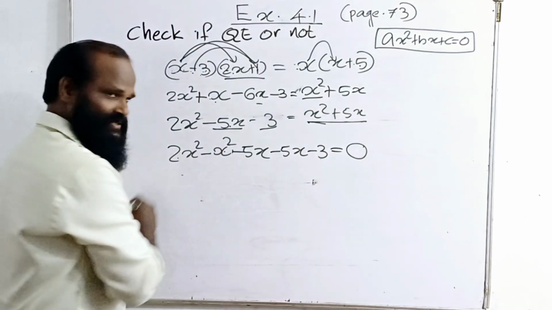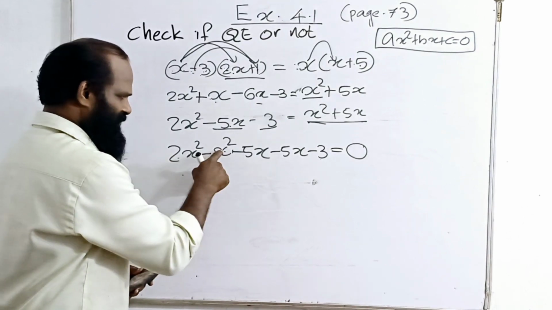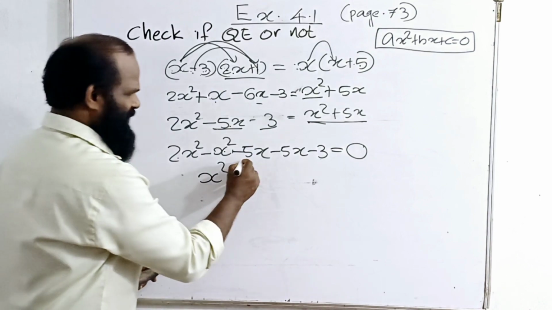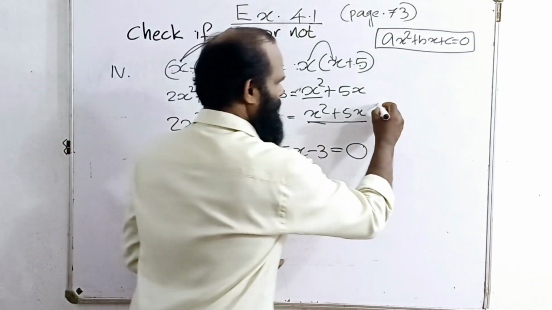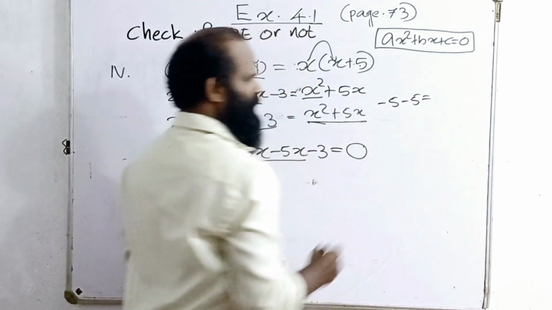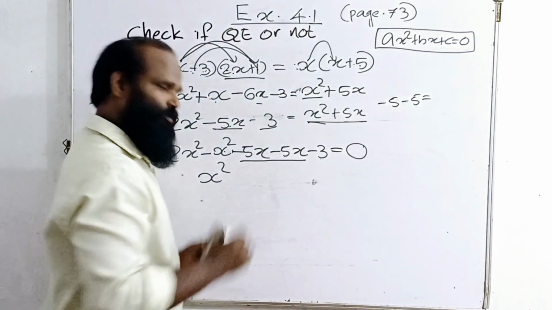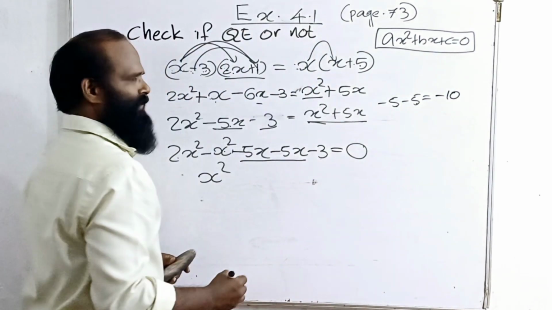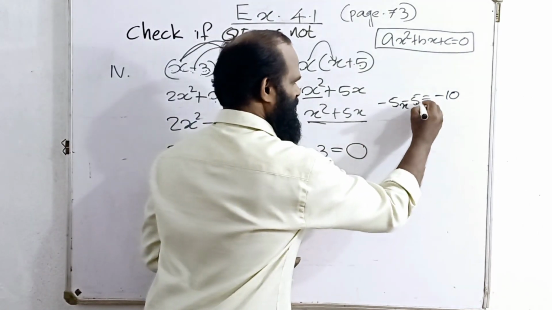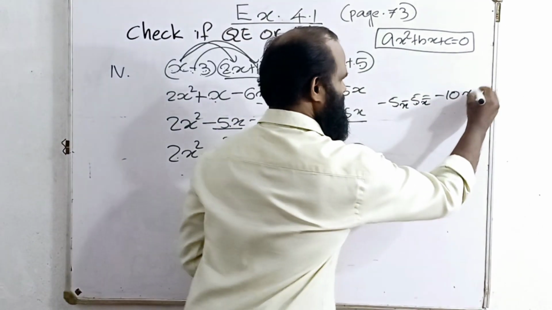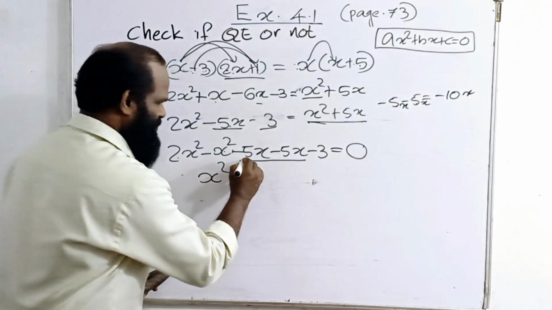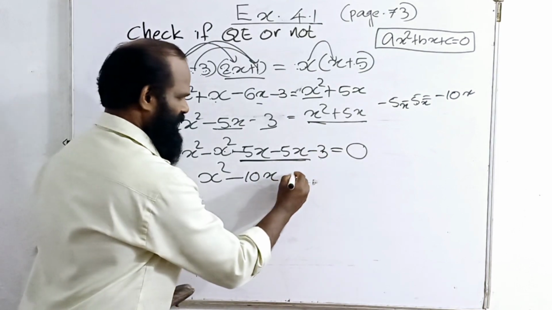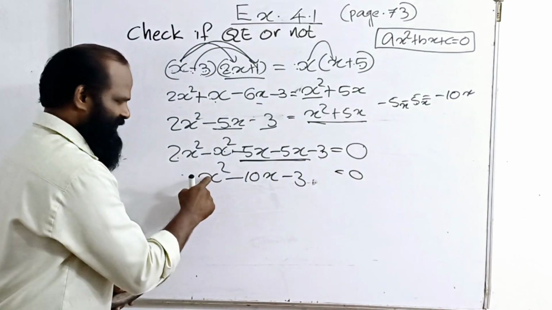2x square minus 1x square. From 2x square, 1x square is subtracted. Answer is 1x square. Minus 5x minus 5x. We know that minus 5 minus 5: when there is a minus sign before two numbers, put the same minus sign and add the numbers straight away. 5 plus 5, 10. So minus 5 minus 5 is minus 10. Then what is minus 5x minus 5x? Answer is minus 10x. This is the only constant term. Write it. x square is there.